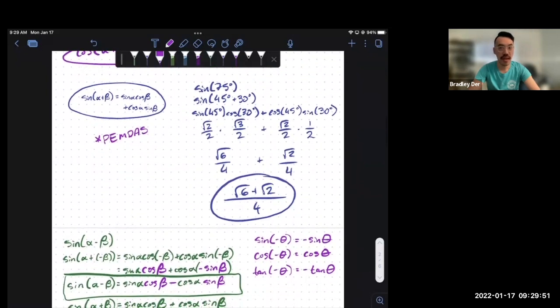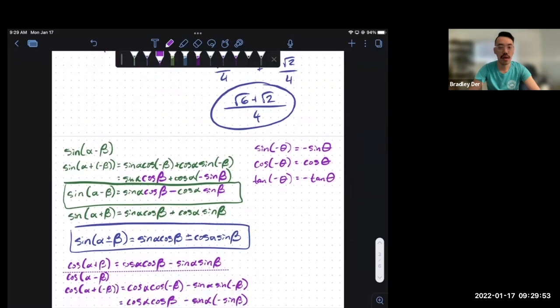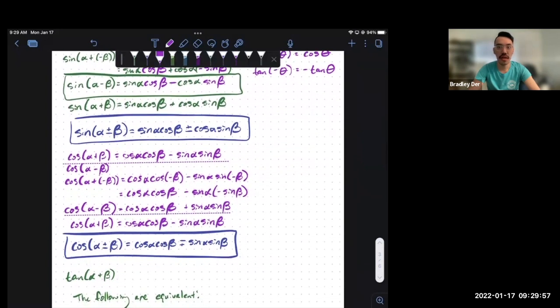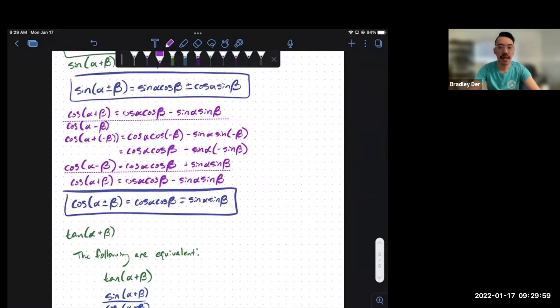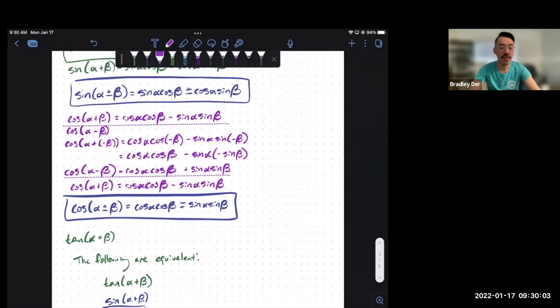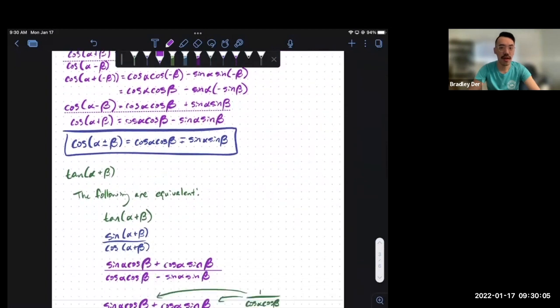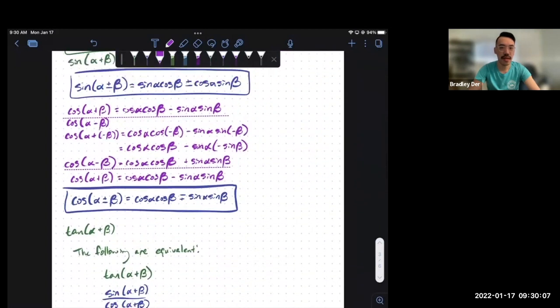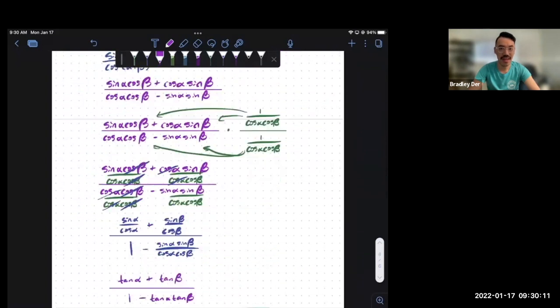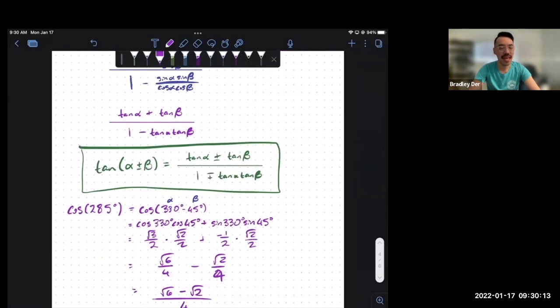If I throw a sine of 75 degrees or a cosine of 235 degrees, things that you'd have to break up into smaller angles, you just got to know how to use the formula to solve that. And that's going to be sine of alpha plus beta and cosine of alpha plus beta, and tangent of alpha plus beta. You got to know all 3.